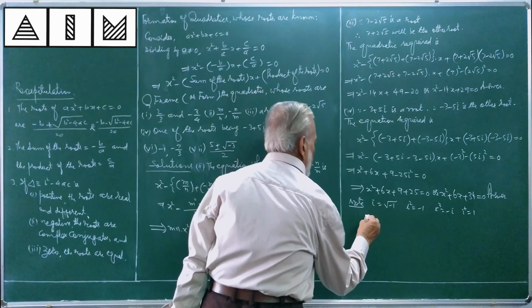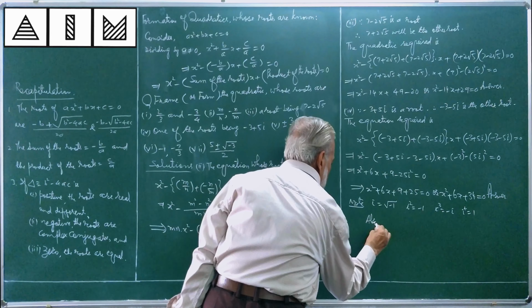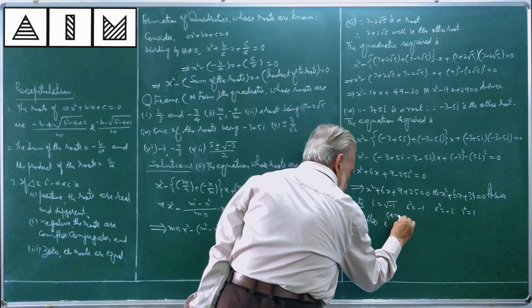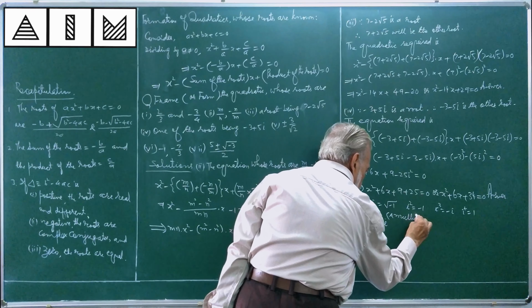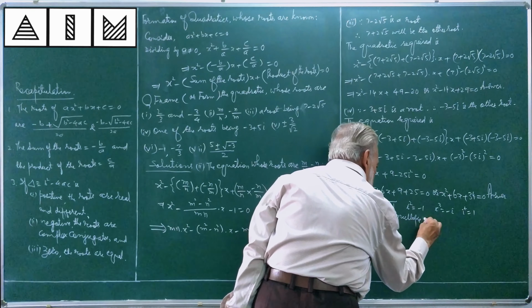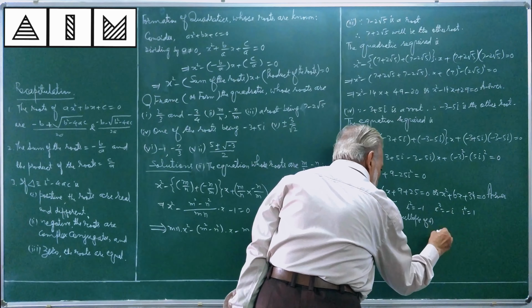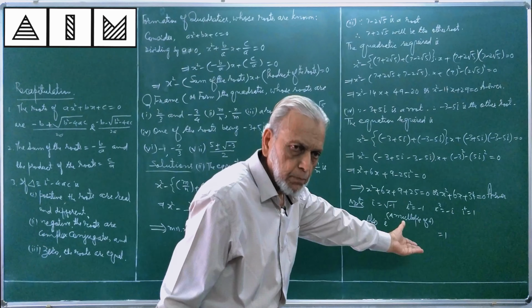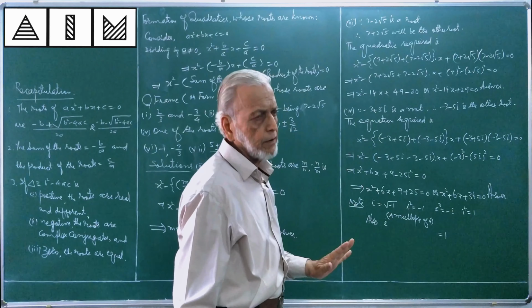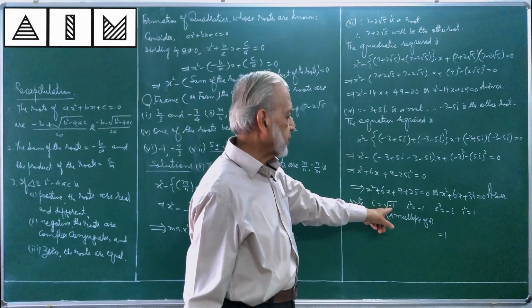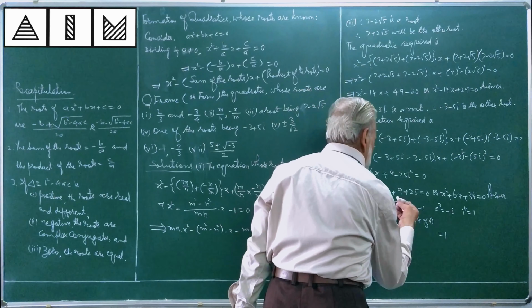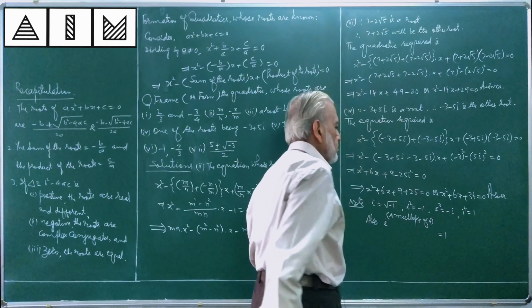Also, i power a multiple of 4 is equal to 1. For example, i power 40 will be straight written as 1. i is equal to root of minus 1, i square is minus 1, i cube is minus i, i power 4 is 1. Please remember all these, they will be used anywhere.